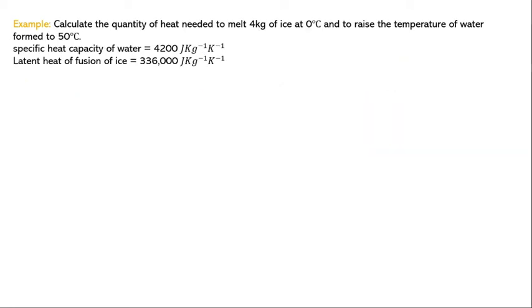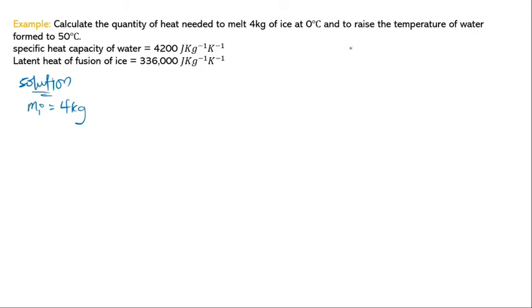Now let's look at one final example and then we end this beautiful tutorial. So example number 3. We are to calculate the quantity of heat needed to melt 4 kilograms of ice at 0 degrees Celsius and to raise the temperature of the water formed to 50 degrees Celsius. So let's have a look at the parameters that we have. The mass of ice is 4 kilograms. We are to melt it at 0 degrees Celsius and to raise the temperature to 50.